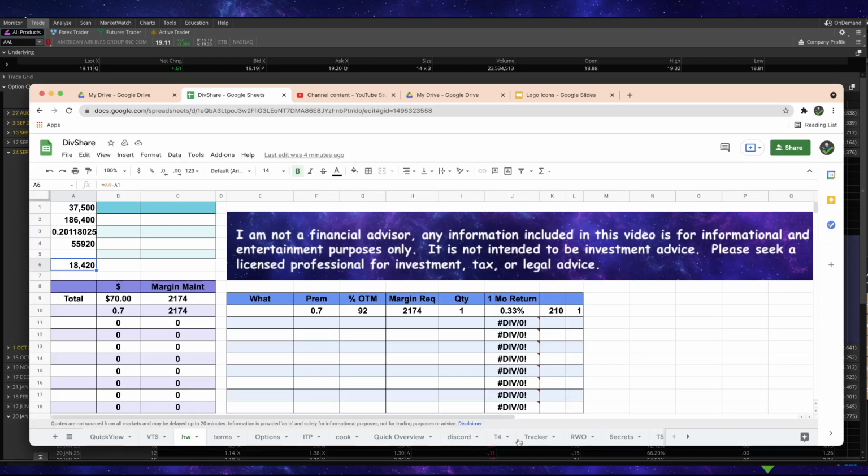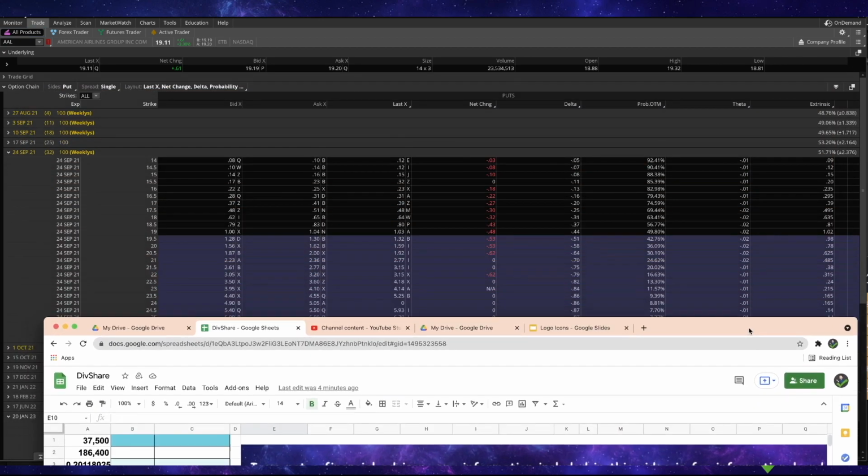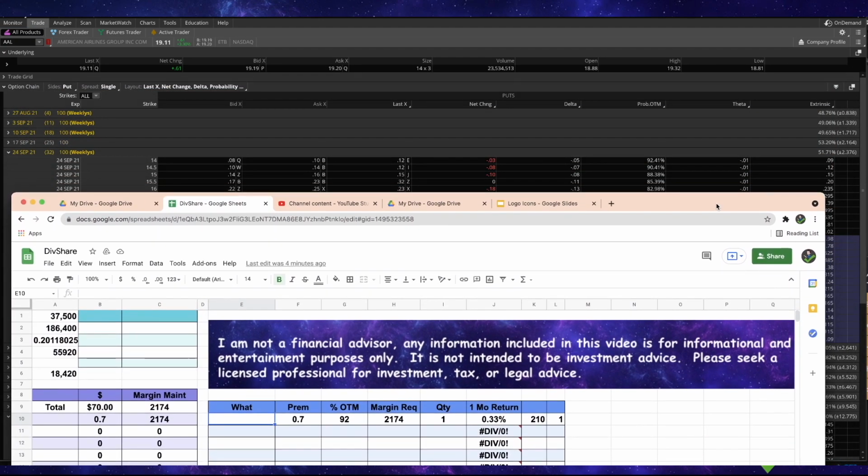So I'm gonna go to my spreadsheet here, and I'm gonna start typing in what I was looking at here. So 16, AAL, 924.21 expected premium. I'll say I'll put it on if I get a quarter out of it. We'll say 83%. Margin requirement.